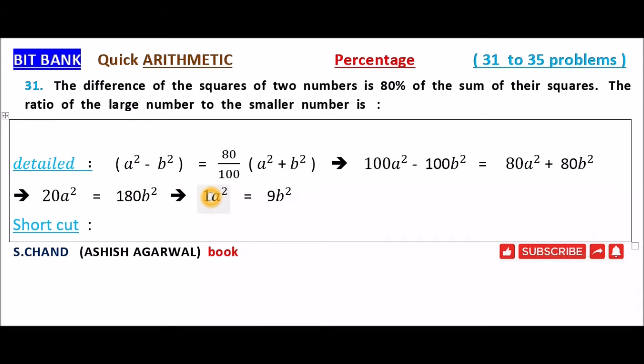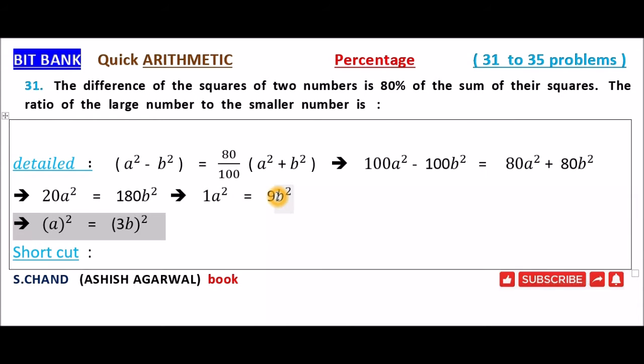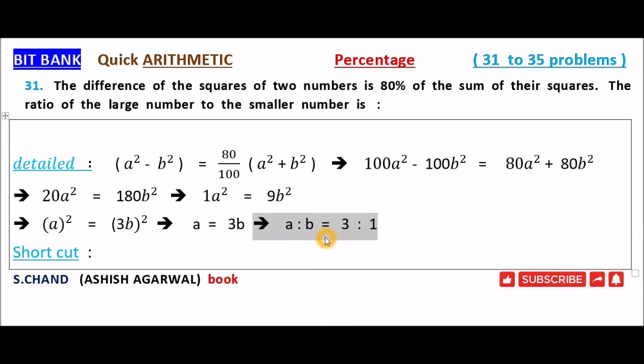So A whole square is equal to 3 whole square B square. That implies A whole square is equal to 3B whole square. So square to square will be cancelled. A is equal to 3B. You send this B to this side, it becomes A by B. That means A is to B is equal to 3 by 1, that is 3 is to 1. So A is to B is equal to 3 is to 1. This is the required answer.